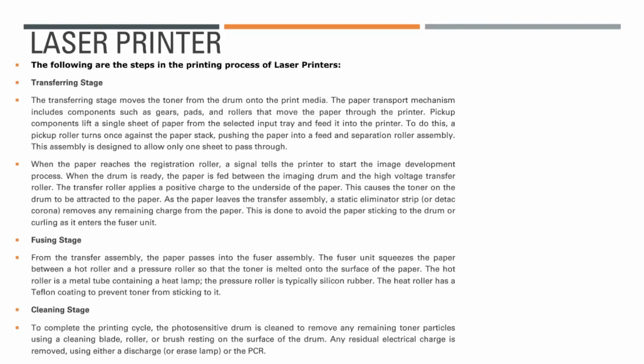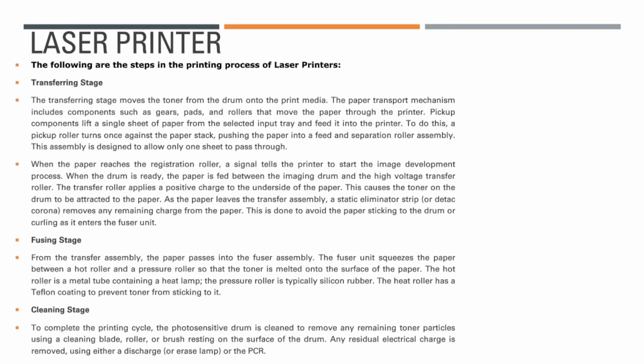Fusing stage. From the transfer assembly, the paper passes into the fuser assembly. The fuser unit squeezes the paper between a hot roller and a pressure roller so that the toner is melted onto the surface of the paper. The hot roller is a metal tube containing a heat lamp. The pressure roller is typically silicone rubber. The heat roller has a Teflon coating to prevent toner from sticking to it.